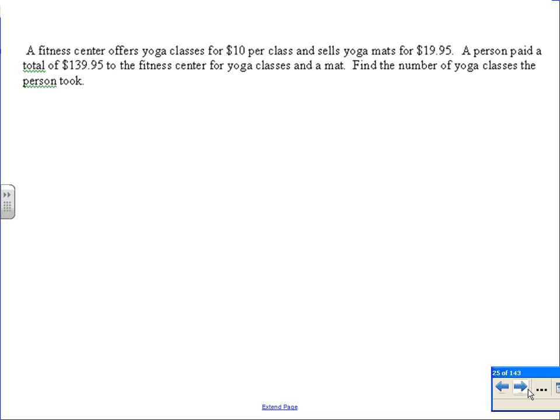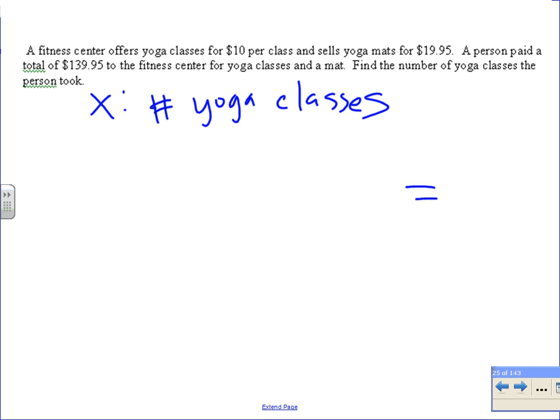Good job. Okay, so first thing, what is x in this problem? What is x, Briar? Good. The number of yoga classes that the person took. Okay. What is the total in this problem? What's the total, Charles? Good. Definitely. A lot of these can be mental math problems because they're only 2-step equations. Yep. So the total is $139.95.